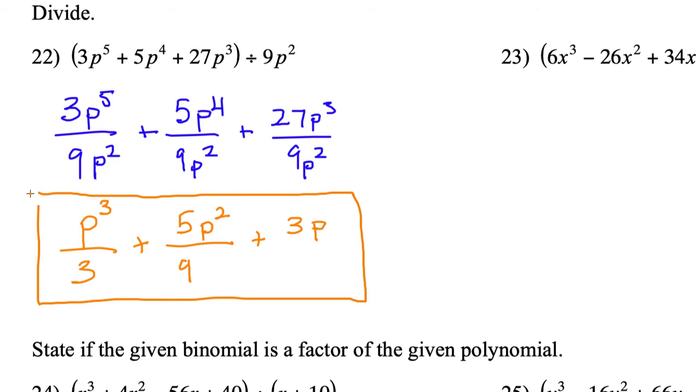All right, raise your hand, ask questions, or slow me down. Otherwise, I'm moving on to 23. Yes? So you divide the coefficients regularly, and then you subtract the exponents. Yes, exactly. And that's kind of coming from our rules of exponents.